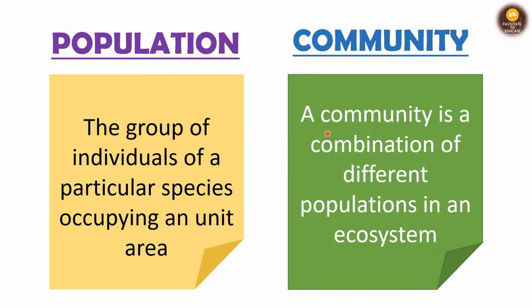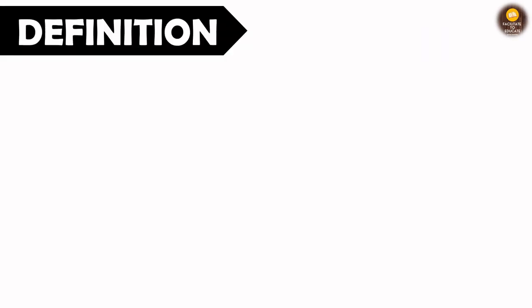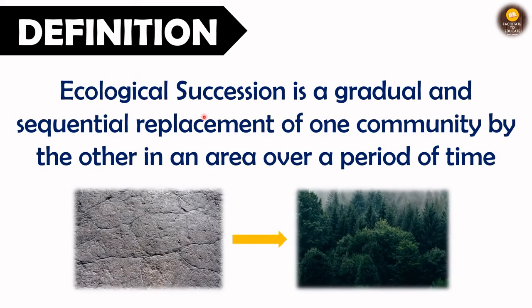So when we are talking about ecological succession, we are basically talking about the community. The ecological succession happens in a community, that is the combination of different types of populations. Now, the definition of ecological succession, what exactly is ecological succession? So, the definition says ecological succession is a gradual and sequential replacement. That is, it happens sequence by sequence, right? Replacement of one community by the other in an area over a period of time.